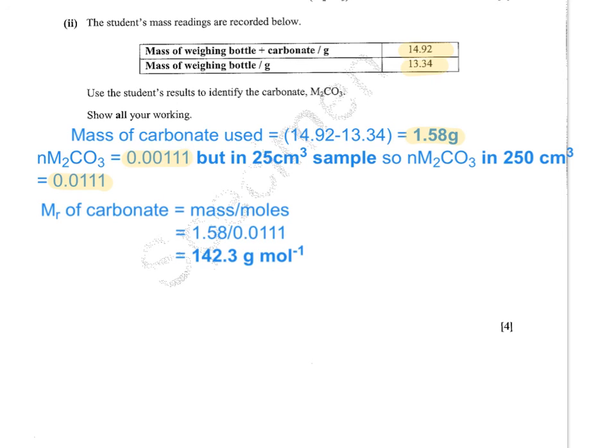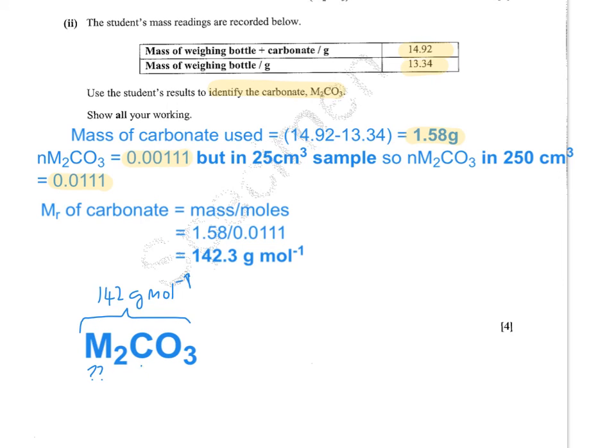Now, how do we work out the identity of the carbonate from that? It's not as difficult as it might look. So let's write down the equation that we know for the carbonate, the formula. So we know that the whole thing is 142 grams per mole to the minus 1, sorry, once minus 1. What we don't know is what's the carbonate, what's M.